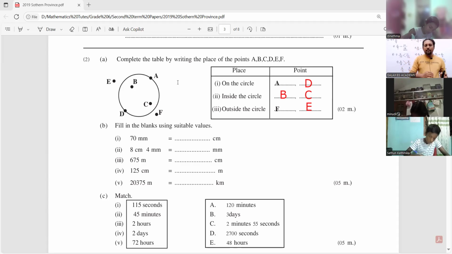Right. Then unit converting part given, part B. 70 millimeters, 1 centimeter equals 10 millimeters. So this value you have to divide by 10. 70 divided by 10 is 7. So this answer is 7 centimeters. 8 centimeters 4 millimeters, you have to write in millimeters. 8 centimeters means 80 millimeters, no? And 4, 80 plus 4, 84.